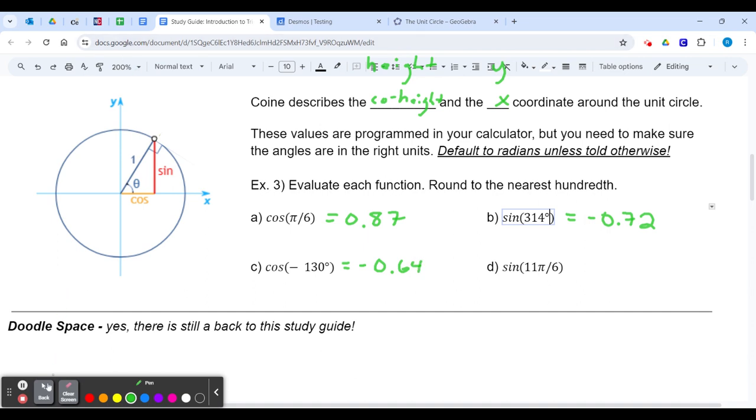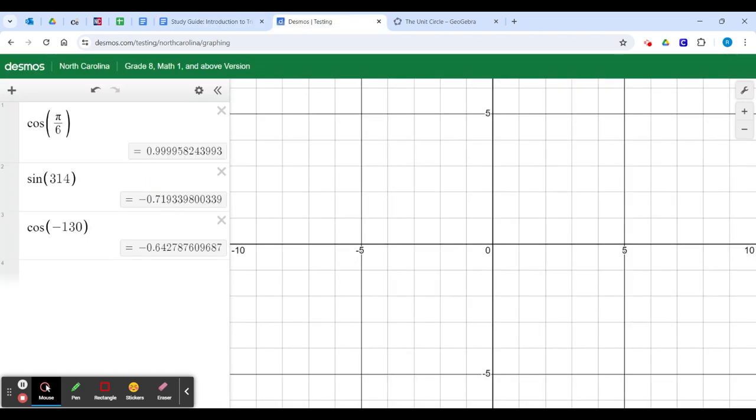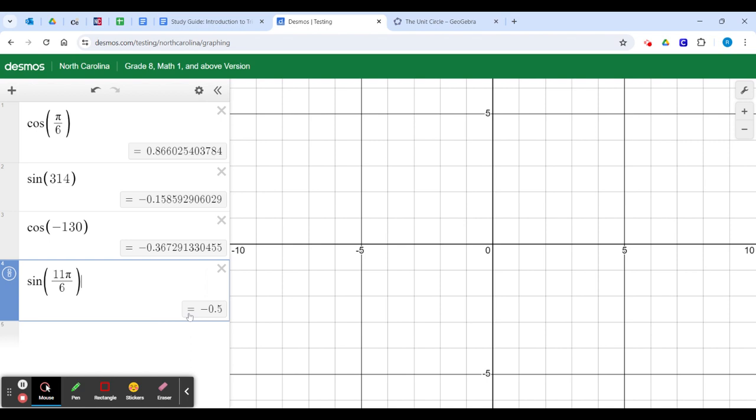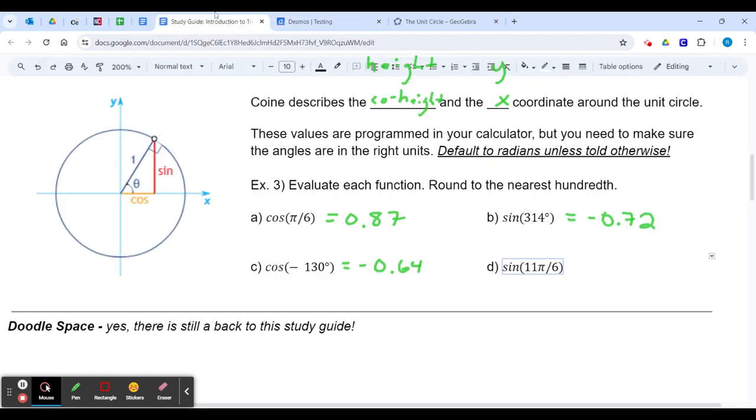And lastly, sine of 11 pi over 6. We don't have the degree symbol, so we should go back to radians. Let me just again reiterate how easy it is to get the wrong thing. If I just type it in, it gives me this number, but hey, that's our degrees input. We want this to be a radian input, gives us a very different answer with negative 0.5. And that should be a negative sign out in front.